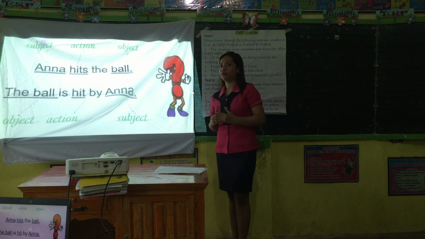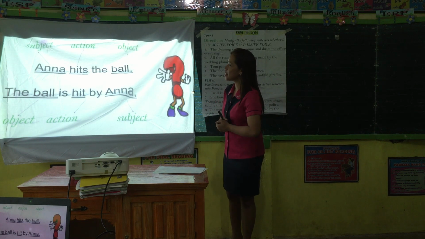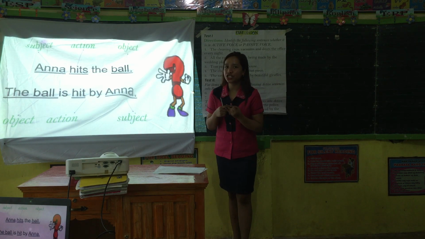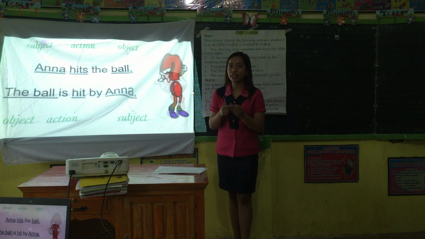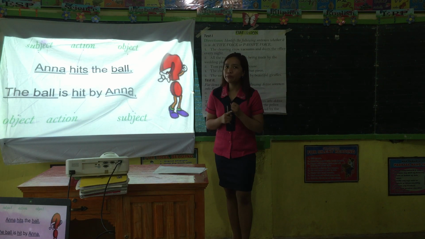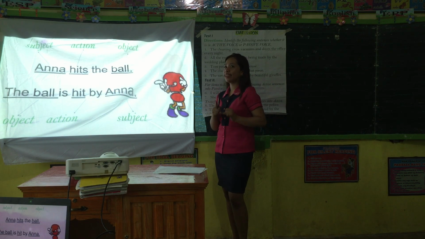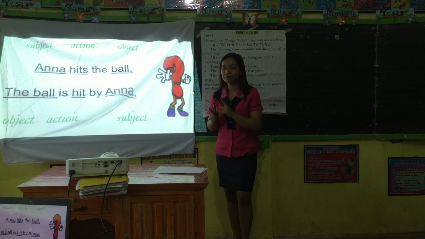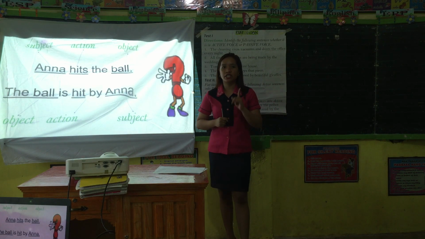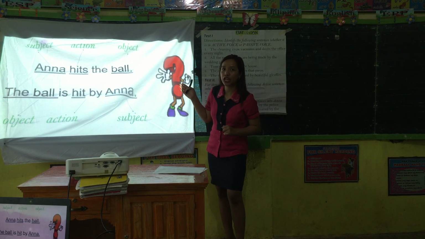So, what have you observed between these two sentences? Okay, very good. In the first sentence, the subject comes first, followed by the action or the verb, and lastly, the object. While in the second sentence, the object comes first, followed by the verb or the action, and lastly, the subject, right? So, like what I said earlier, when a sentence is in active voice, the subject comes first before the action.